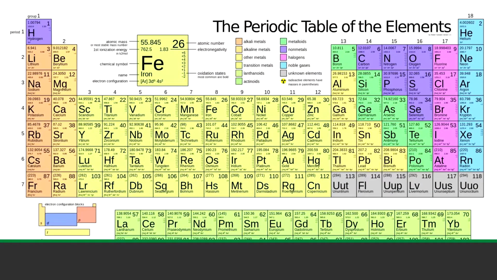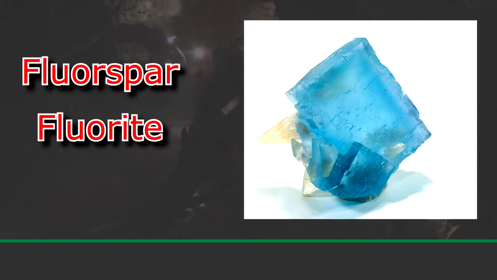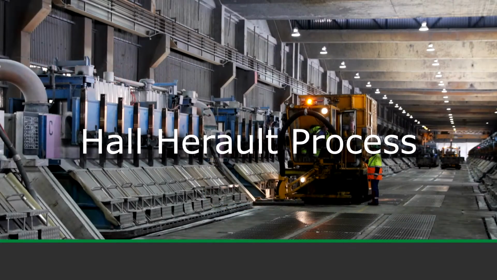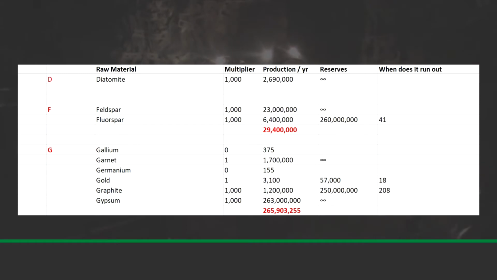Next we get one of the minerals I personally find very beautiful, fluorspar. Fluorspar is also known as the mineral fluorite. Fluorite is a calcium fluoride salt. I find it beautiful because of its crystalline properties and the amazing colors it can have thanks to impurities present in the crystalline structure. Chemically, fluorides are interesting because they can be used in many electrolytic processes like aluminum production. Annual production rate is about 6.4 million tons out of a reserve of 260 million tons.